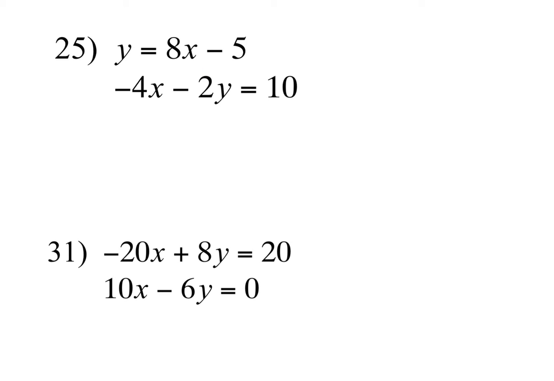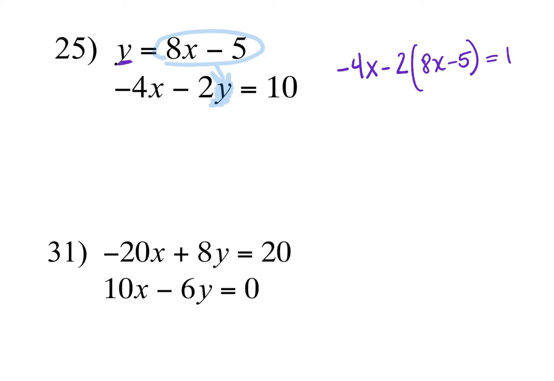Substitution, solving by substitution. You do have to have one variable all by itself. You'll notice you already do. So you're going to take this right here and plug it in for that variable. So I'm going to rewrite the second equation, and I'm going to say -4x minus 2, and instead of y, I'm going to write 8x minus 5. So -4x minus 2y equals 10. And then I'm just going to solve.